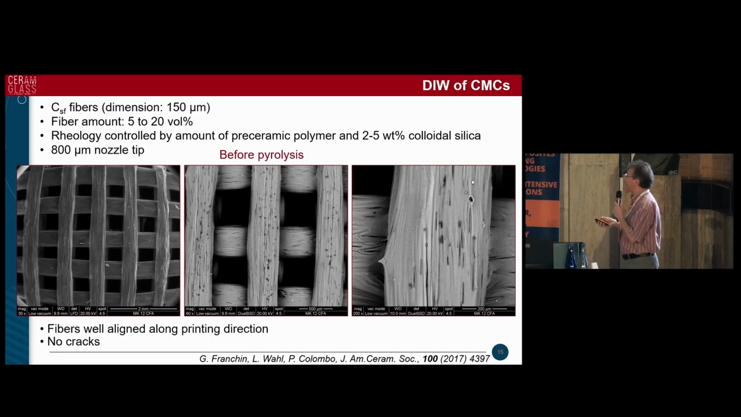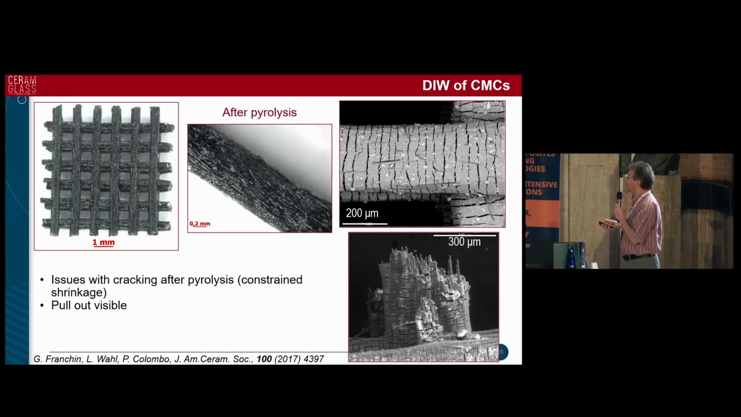You can see that we can print good parts in terms of shape. This is before pyrolysis. You can appreciate the presence of the fibers within the material. After pyrolysis, of course, the matrix shrinks, but the fibers do not, and therefore we had some issues in terms of cracking. This is also related to the interface between the matrix and the fiber.